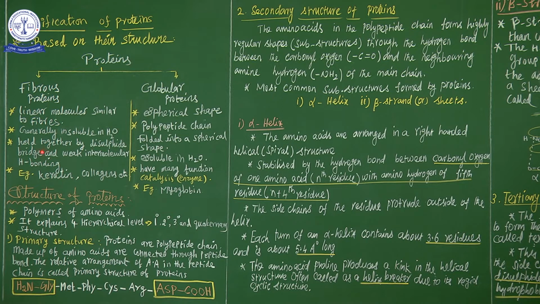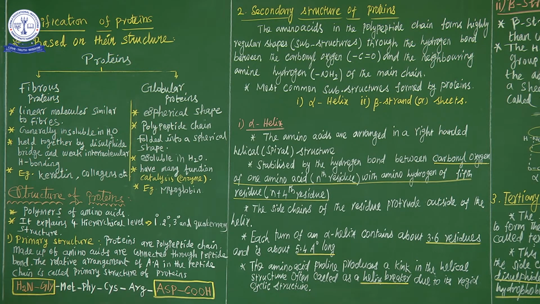Generally the fibrous proteins are insoluble in water and are held together by disulfide bridges and weak intermolecular hydrogen bonding. Already we learned that proteins are polymers of amino acids. The number of amino acids present in proteins are linked by the peptide bond.